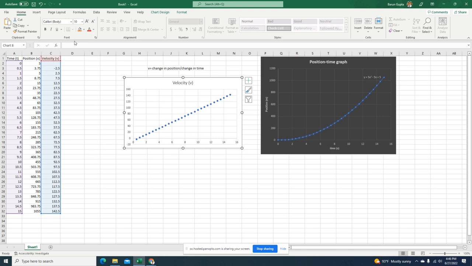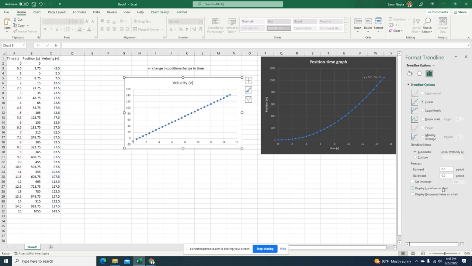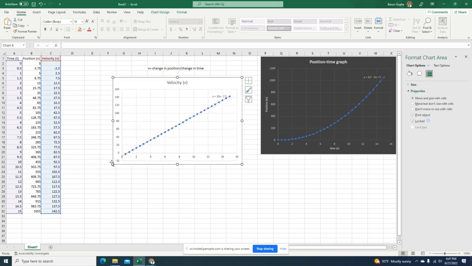But now, this is a velocity time graph, and this is a linear fit. So in order to understand the equation, go to the trend line and more options, and then display equation here. So that's my equation, 10x minus 10.5. Okay, so that's how the velocity changes.